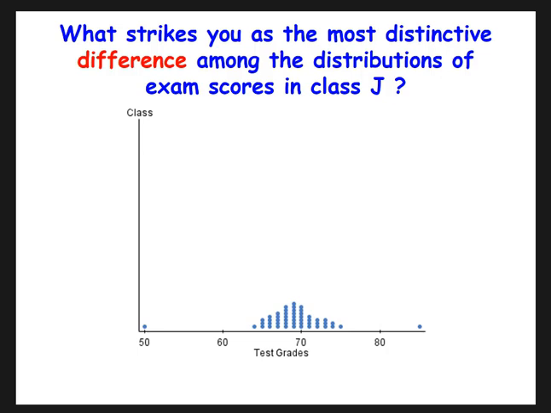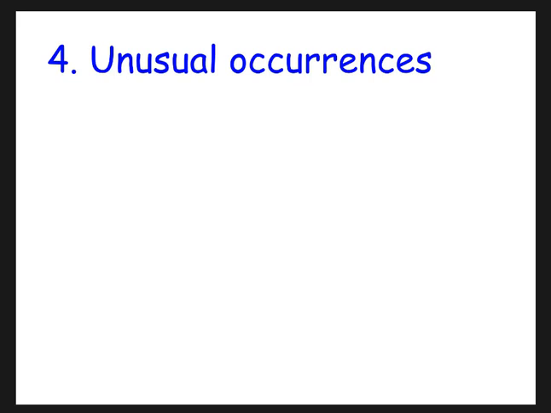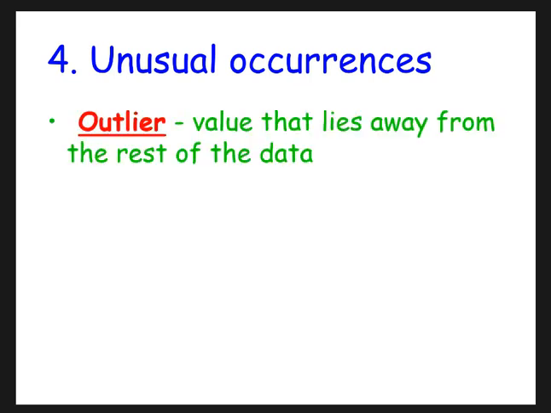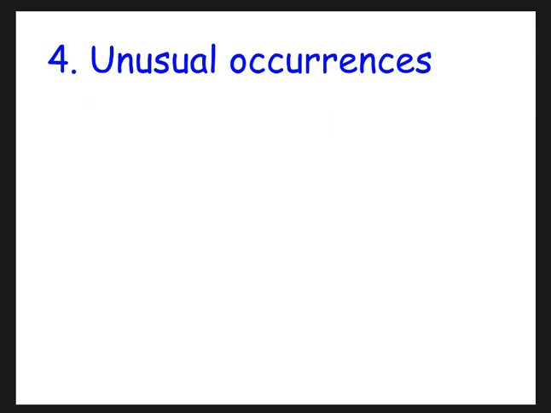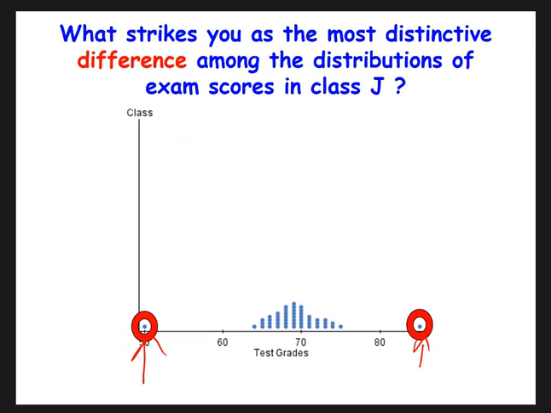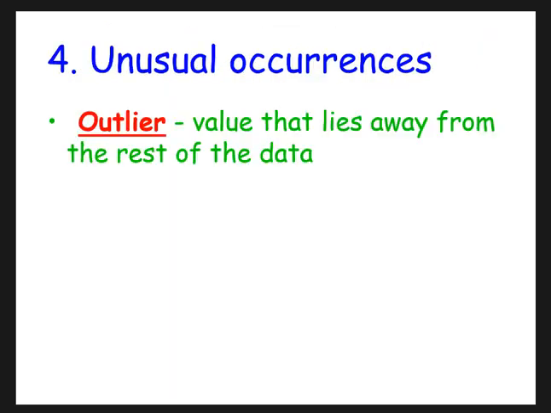So when we look at this data set, what strikes you as the most distinctive characteristic here for class J? Well, they're kind of hard to pick out, but now that they're circled, you can see them out here, sitting way out on the ends. Those are called outliers, or unusual occurrences. There are values that sit way out away from the others. Now, in this one, we had one on each end, but we don't have to. We could have one just on one end or the other in many cases.